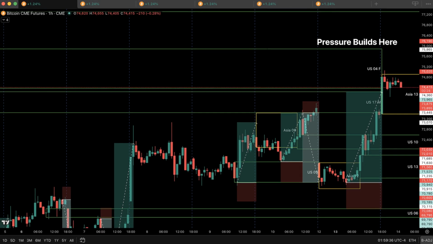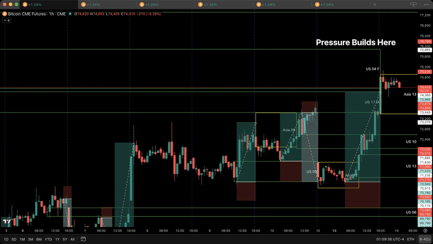Price drops first. Then it stops falling. The move begins before the breakout. Most traders wait here. They wait for confirmation. But the move starts earlier. Look at April 12th Asia session.